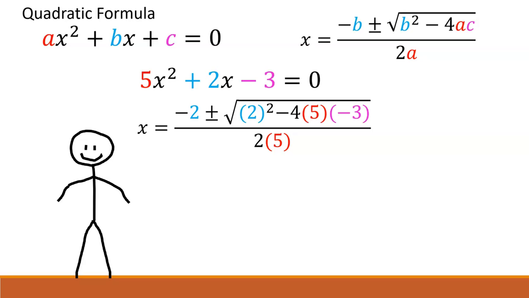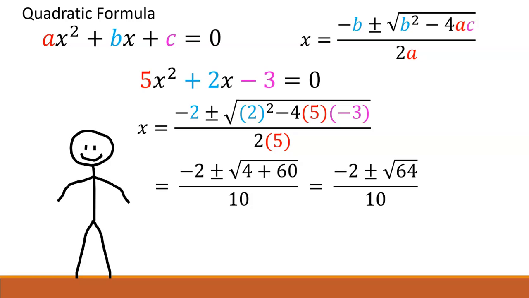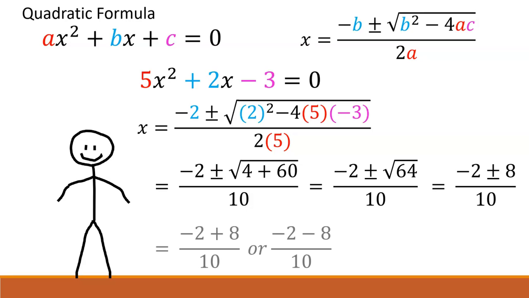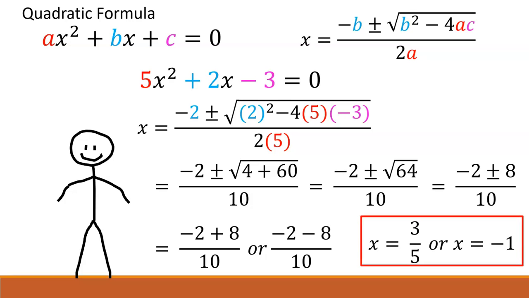Now let's simplify. Under the radical, 2 squared is 4, and negative 4 times 5 times negative 3 is positive 60. If we add the 4 and 60 together under the radical, we've got 64. And the square root of 64 is 8, which means we no longer have a square root in our answers. So if we separate that into the two solutions it represents, negative 2 plus 8 over 10 and negative 2 minus 8 over 10, we'll be able to simplify each of the fractions to get two rational solutions to our quadratic equation.